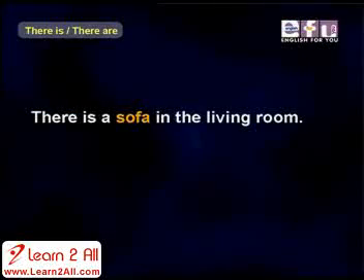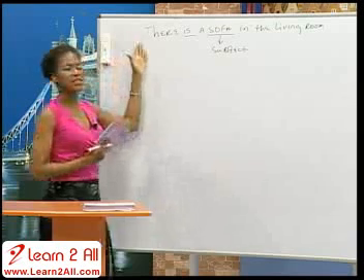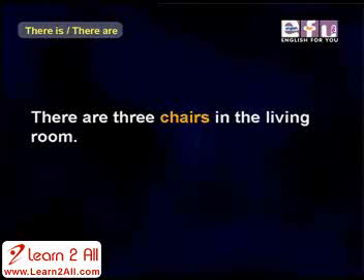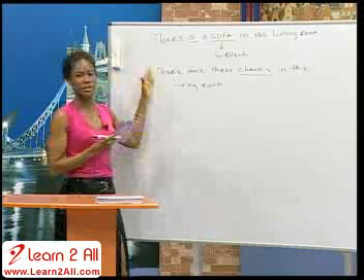There is a sofa in the living room. Okay, now in this sentence, the subject is sofa. It follows the verb to be when there is used. So there is a sofa in the living room. And there are 3 chairs in the living room. The subject is chairs. There are 3 chairs in the living room.